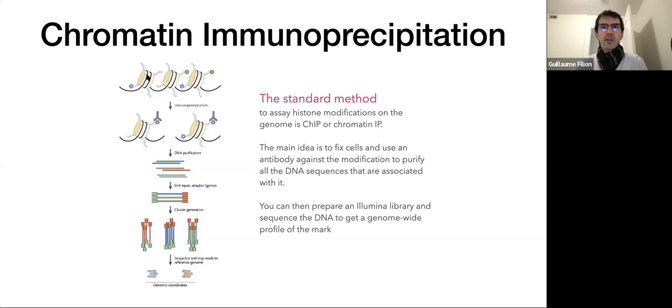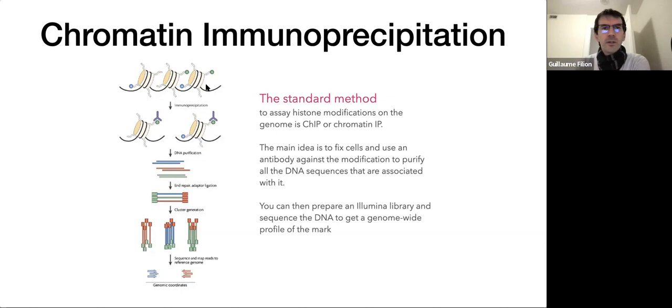And so you can imagine that you fix the cells, like you kill them, and then you use a chemical that really maintains the cell in the shape that they are. So the DNA that's next to the nucleosome is going to remain the way it is. The nucleosomes are not going to go away.